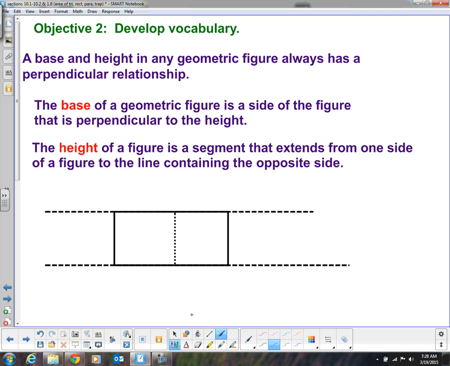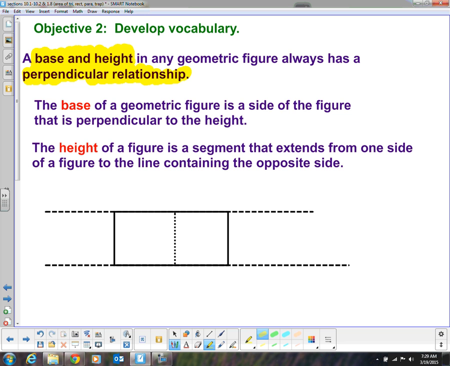All right, now, I'm going to say this over and over again. The base and height in any geometric figure always has a perpendicular relationship. My question will be, what is the relationship between a base and a height? And Nick, you will tell me it is what? Perpendicular. What's the relationship between a base and a height, Hope?